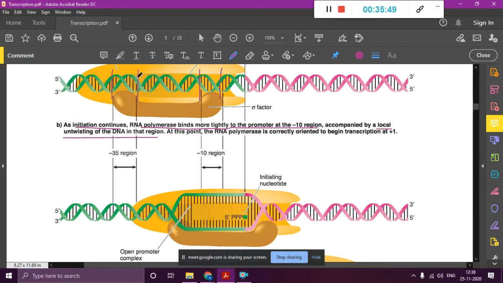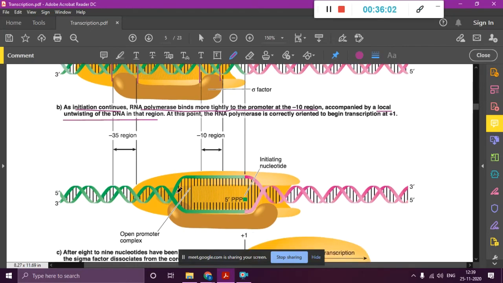As you can see, this region is unwound over here. That is done by this RNA polymerase. At this point, the RNA polymerase is oriented to begin transcription at +1. So, when it is unwound, the -35 region is here, and this is the -10 region.